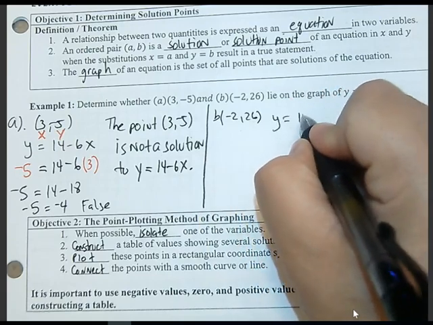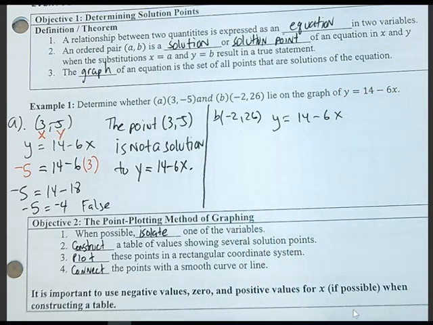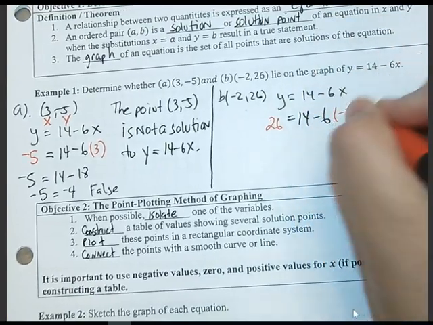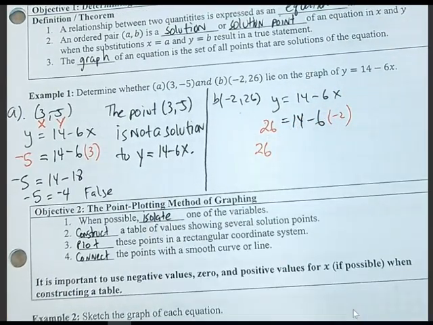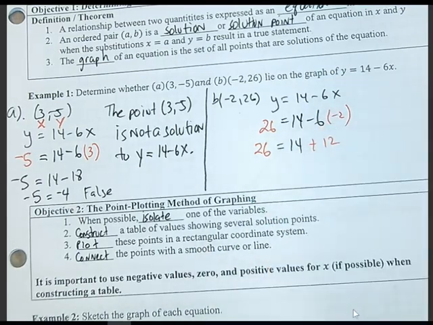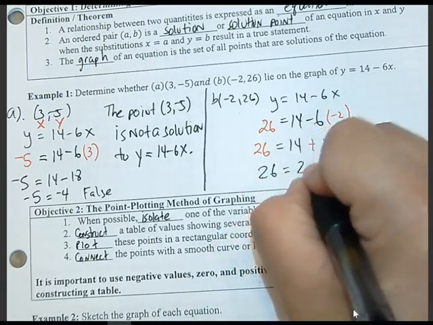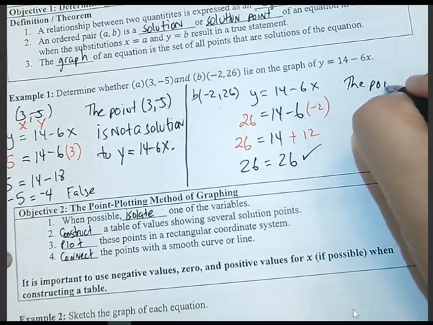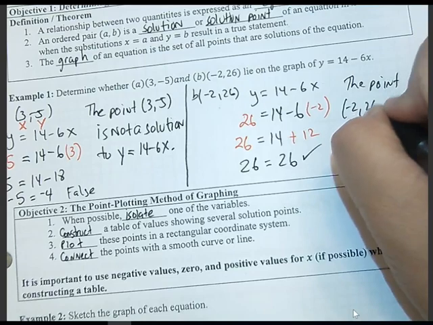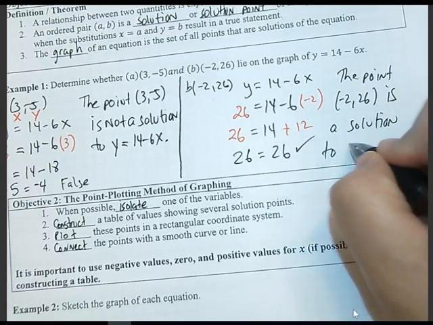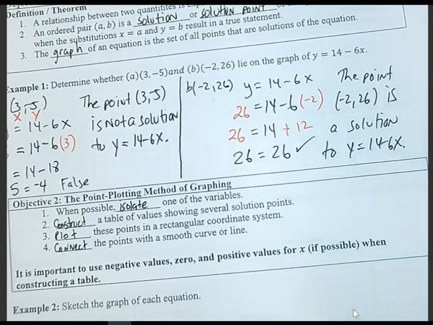Same equation. So here y is 26 and x is -2. -6 times -2 is +12. So we end up with 26 is equal to 26. This is a true statement. So we say the point (-2, 26) is a solution to the equation y equals 14 minus 6x.